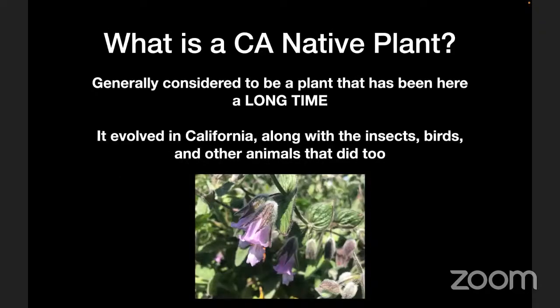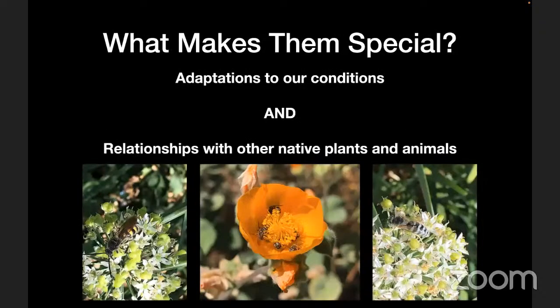But first, let's define what a California native plant is. There are different technical definitions. There's not just one definition. Some people include Baja California, other people don't. We could split hairs about it and spend all day on it. But for the purposes of this class, and for most home and community gardeners, we can say a California native plant is generally considered to be a plant that has been here in California for a very long time. It evolved in California along with the insects, birds, and other animals that evolved in California as well, back in history. And so why is that an important thing?